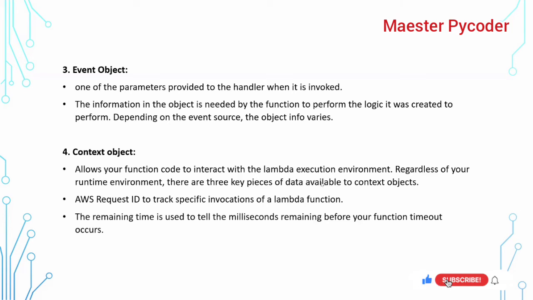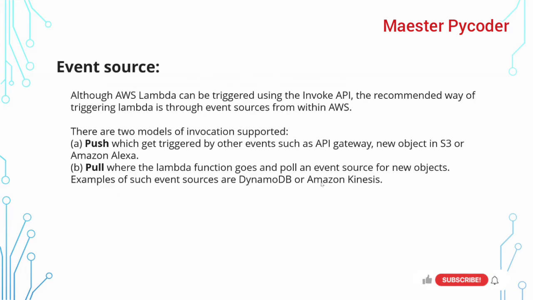AWS request ID to track specific invocations of a Lambda function. The remaining time is used to tell the milliseconds remaining before your function timeout occurs. Logging to stream log statements to Amazon CloudWatch.